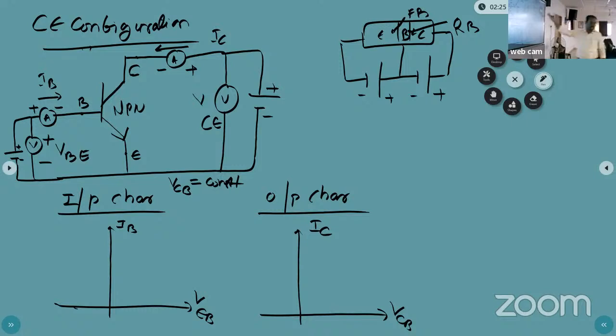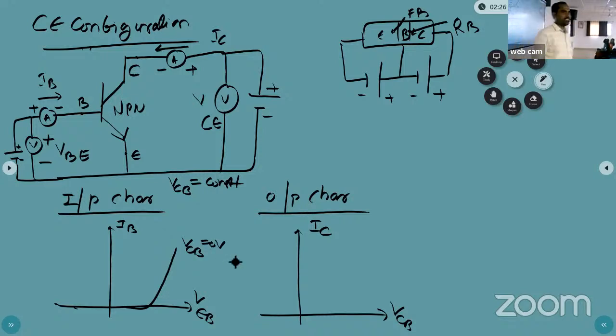Now the emitter base junction acts as a forward bias. If you keep the output voltage at 0 volts, then the input characteristics are the same as a PN junction diode under forward bias, at VCB equal to 0 volt.